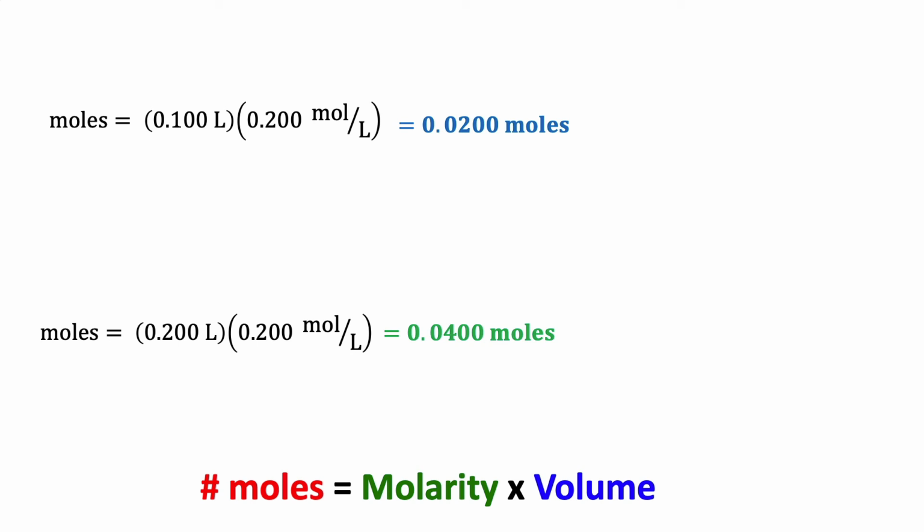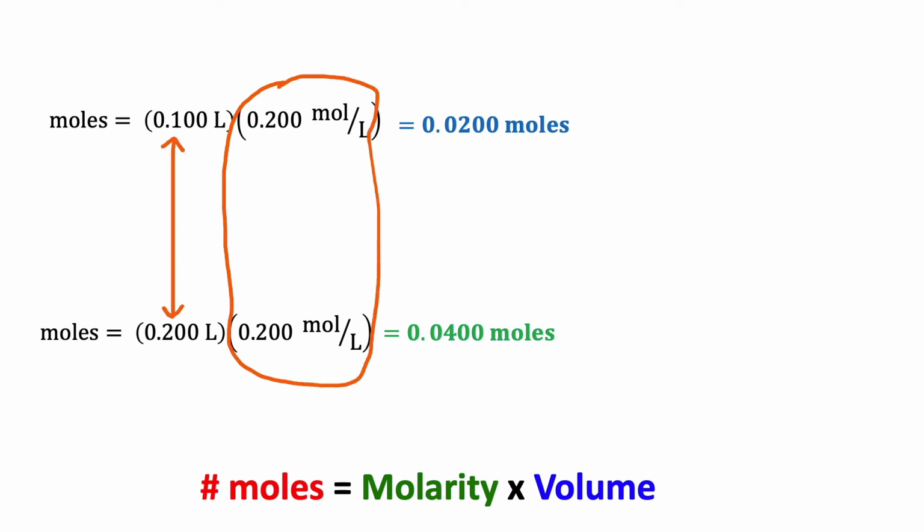Now, what I want you to do is to look at these two problems. We have the same molarity in each problem, but what you see here as the difference is that one of them has twice as much volume as the other. So we have the same molarity, we have 2 times the volume, and we end up with 2 times the moles.